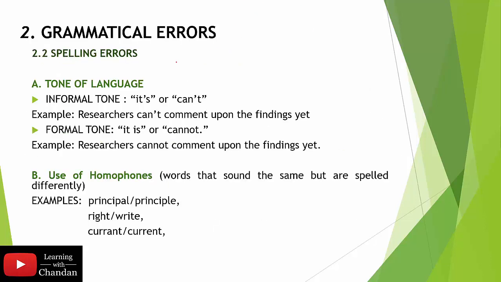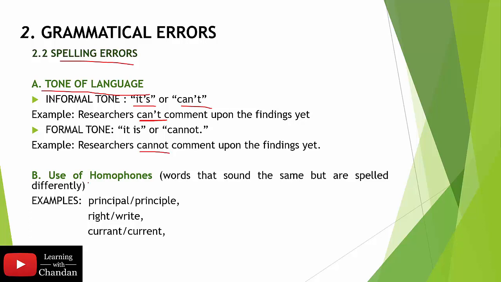The next important category for general contents for proofreading is spelling errors. For this, we need to first check the tone of the language, whether our language is using an informal tone, which is depicted by words like it's, can't. For example, the researchers cannot comment. The cannot ensures a formal tone, while can't comment is the informal tone.